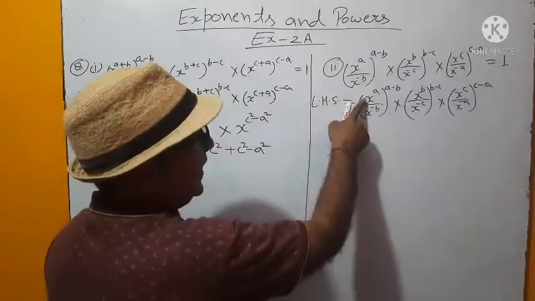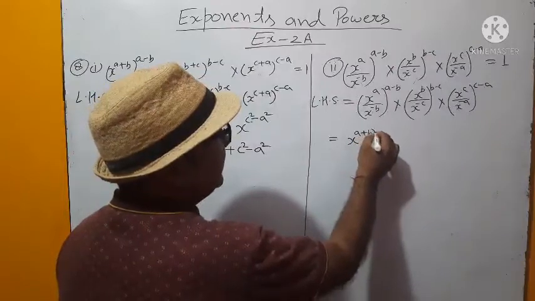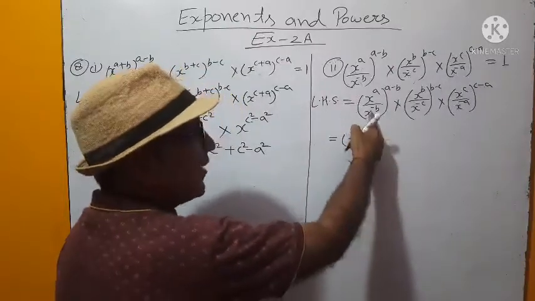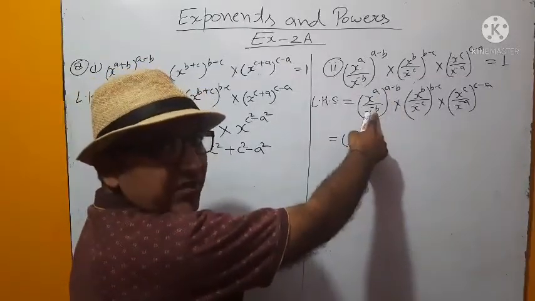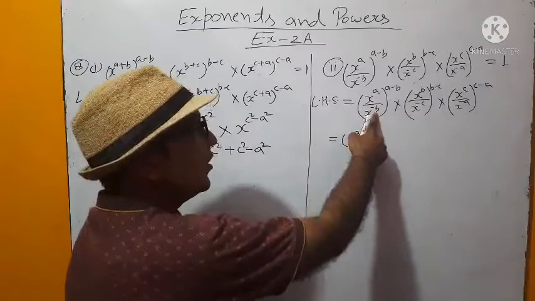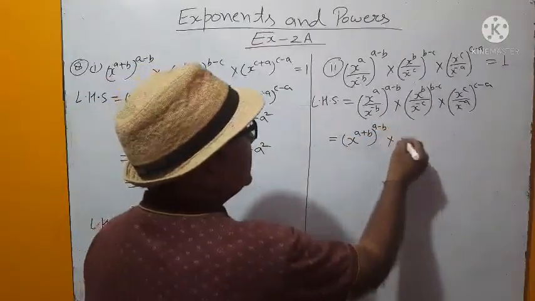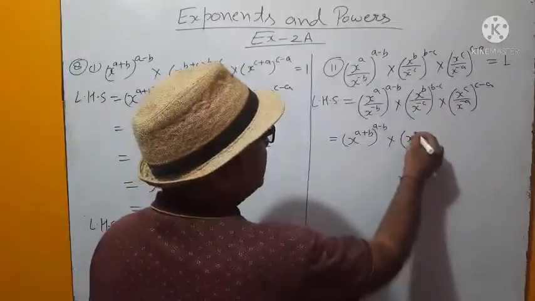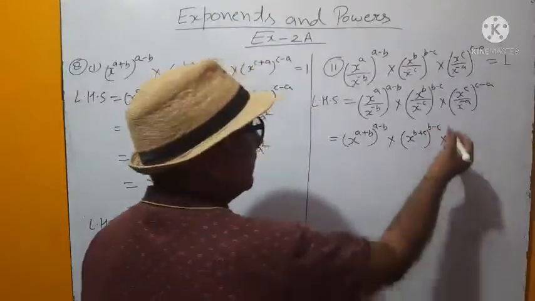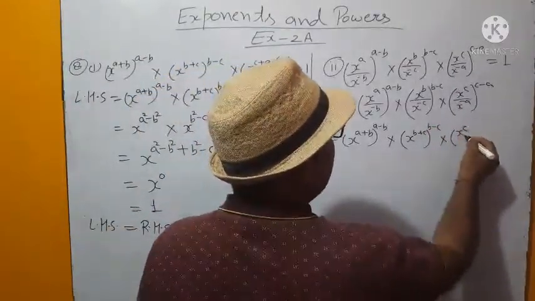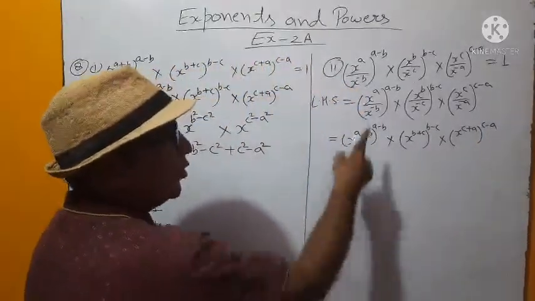So see children, x^a upon x^-b can be written as x^(a+b). When x^-b is transferred to the numerator, the sign of the power is changed, so it will become x^(a+b), whole power (a-b). This can be written as (x^(b+c))^(b-c). This can be written as (x^(c+a))^(c-a). I hope this is understood.